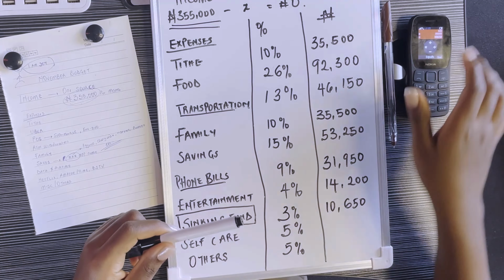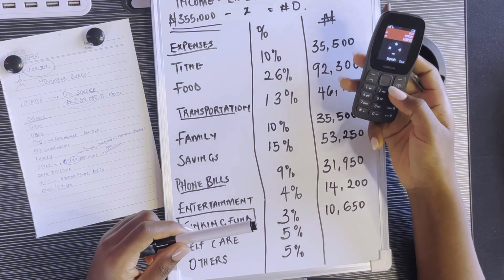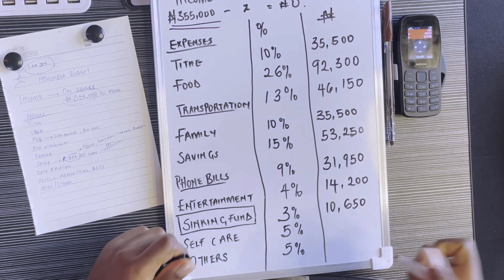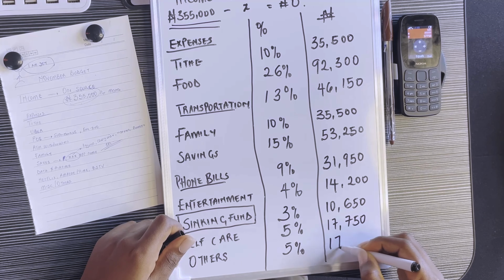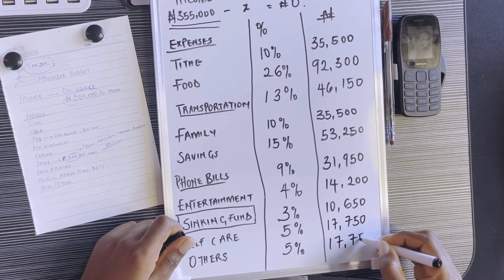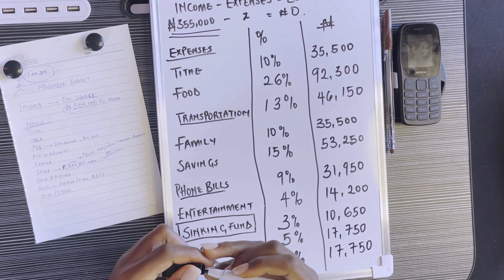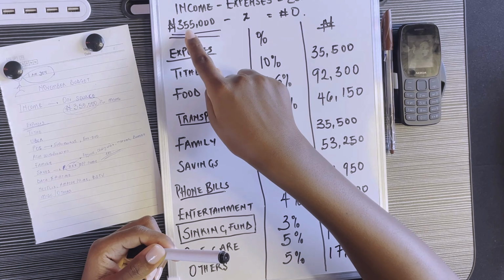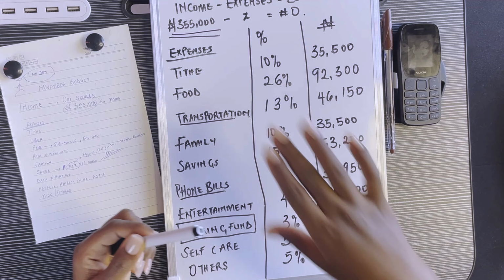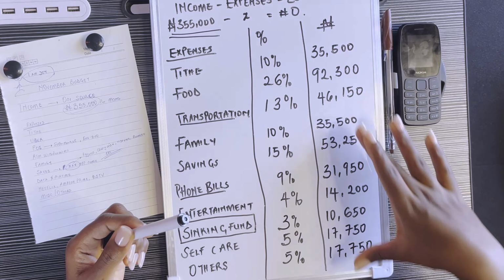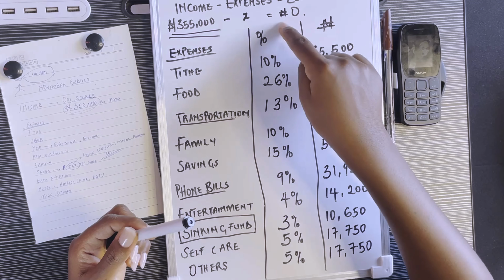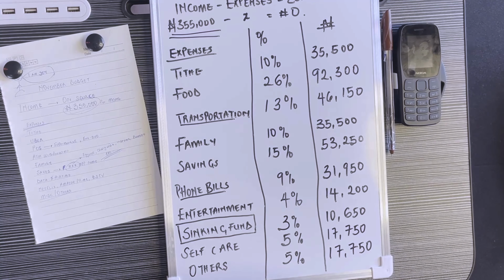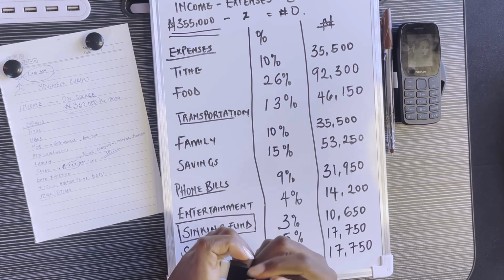Then self-care 5%: 17,750 naira, and this also is 17,750 naira. So if you add all of this together, you're going to get 355,000 naira, and it means that this minus all of this is going to give you zero. So that's exactly what a zero-based budget system is about.